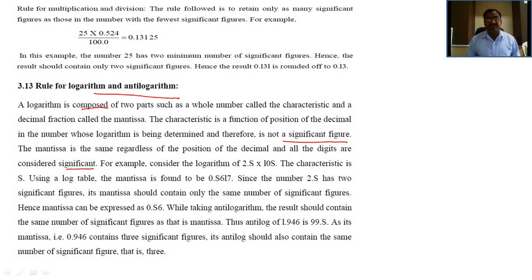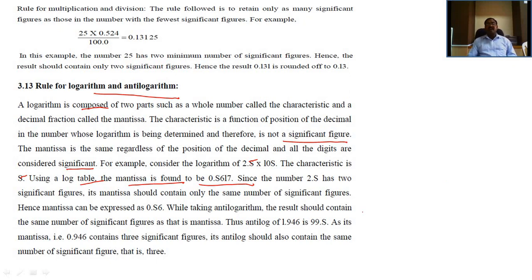For example, consider the logarithm of 2.5 times 10 to the power of 5. The characteristic is 5. Using the table, the mantissa rounds to 0.561. Since the number 2.5 has 2 significant figures, the mantissa should contain only the same number of significant figures, hence the mantissa can be expressed as 0.56.